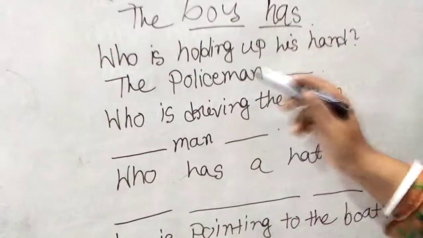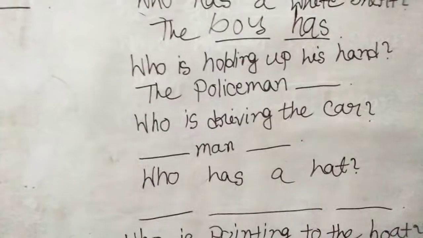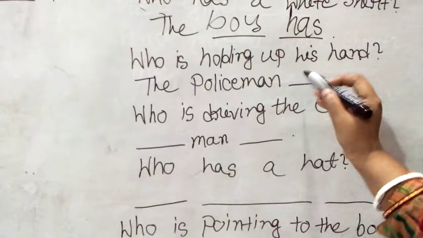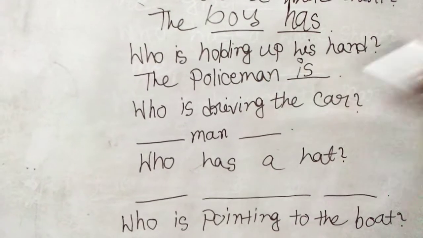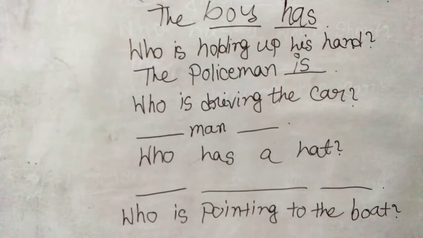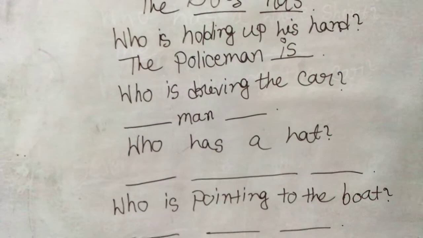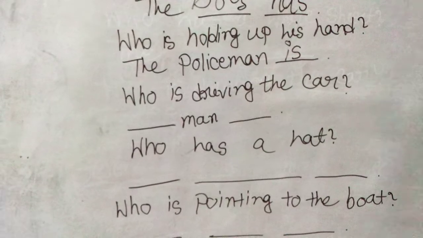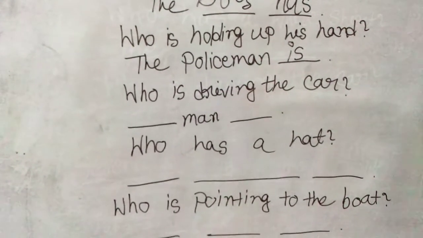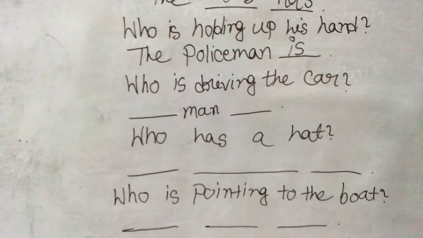The policeman. Then we need to put an auxiliary verb. What's the auxiliary verb here? In the question it is is, so I need to put is here. The policeman is. Write it first. Who is holding up his hand? The policeman is. Yes, we saw the policeman raise his hand up. That's why the answer is the policeman is holding up his hand.